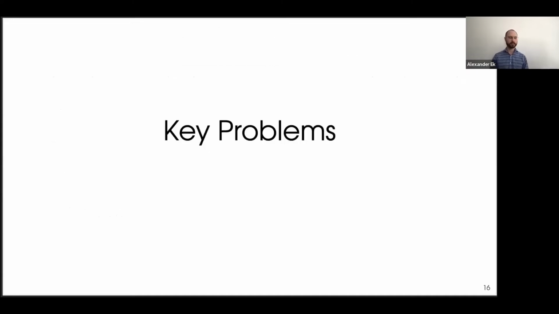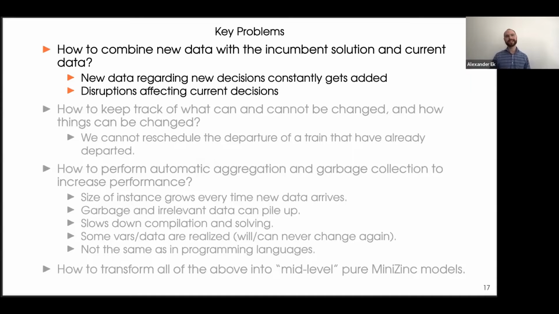Now let's look at the key problems. What are the key problems? Well, the first problem is, how do we combine new data with the incumbent solution and the current data? Right, new data regarding new decisions constantly get added. Disruptions affecting the current decisions can happen at any time. So that's one key problem we need to address.